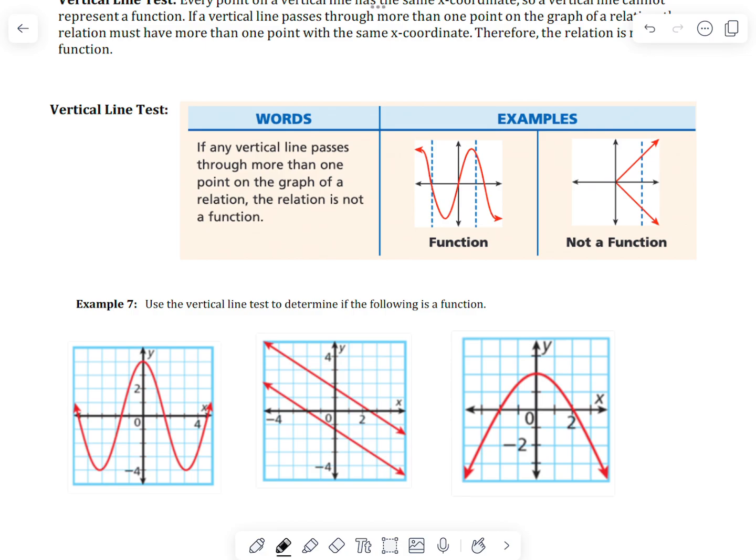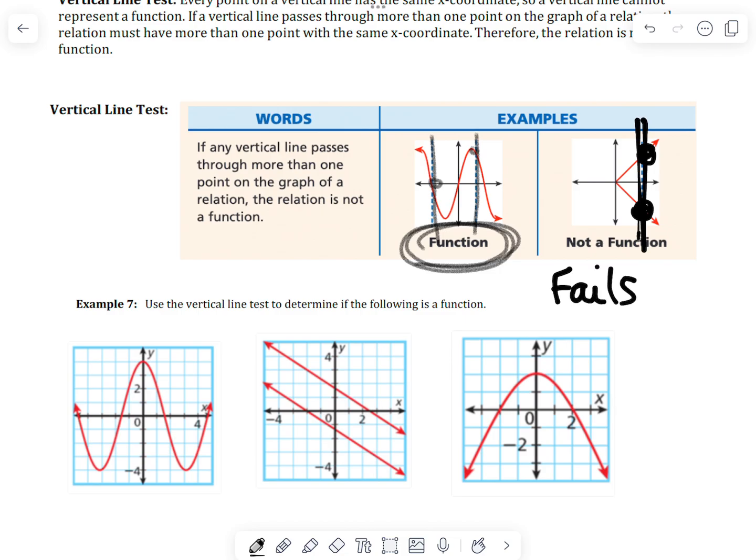If we look at this first example, it touches once, it touches once. So this is a function. It passes the vertical line test. The difference with the second one over here, notice it touches twice on that vertical line. So we say this one fails the vertical line test, so it's not a function. This one passes the vertical line test because the lines just touch one time on every imaginary line.